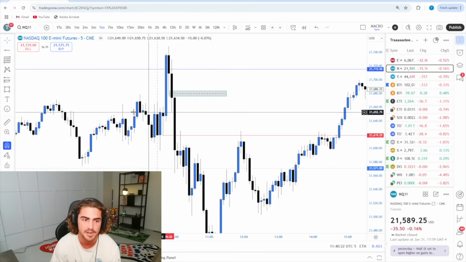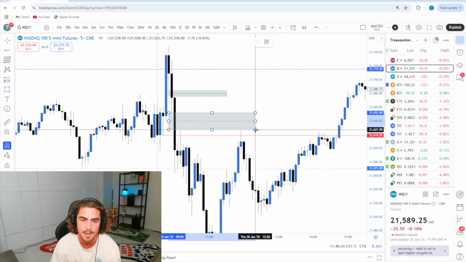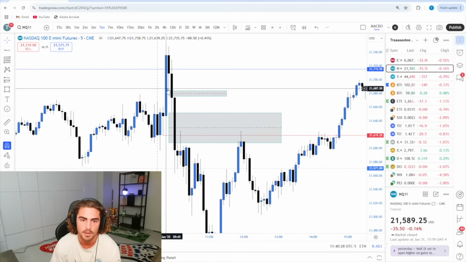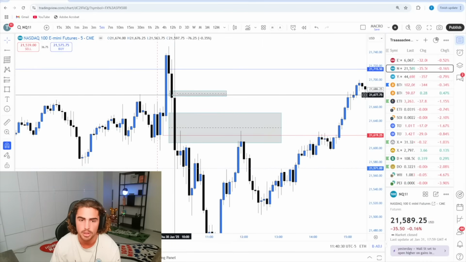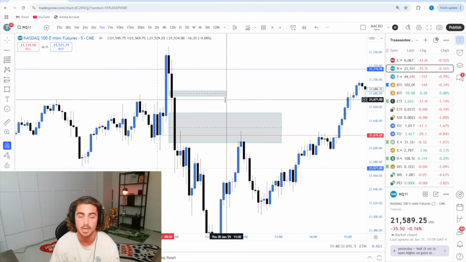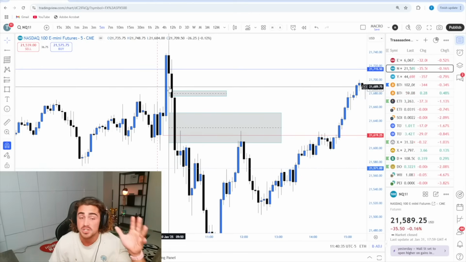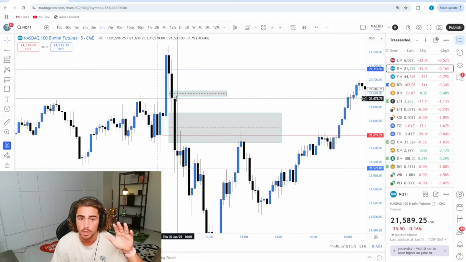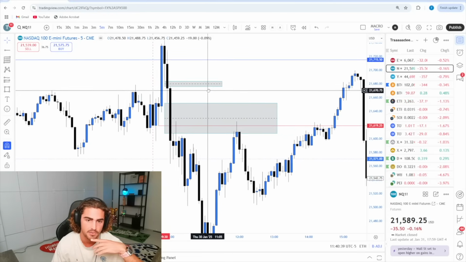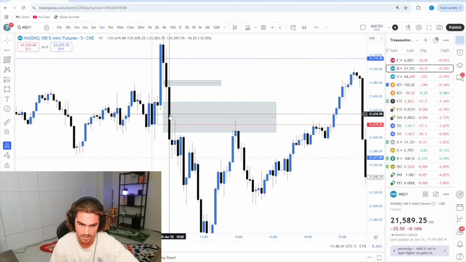We have one bearish fair value gap here. We have another bearish fair value gap here. Okay, again, we take it from the first candle's bottom wick to the third candle's top wick when it's a bearish fair value gap. Okay, then we have another one right here.